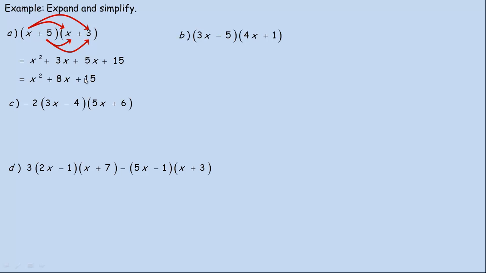If we go back to FOIL once here, the F stands for multiplying the first terms, which is the x times x. The O stands for multiplying the outer terms, which are the x and the 3. The I stands for multiplying the inner terms, which is the 5 and the x, the two that are closest together. And the L in the end is multiplying the last term by the last term, which gives you the 15.